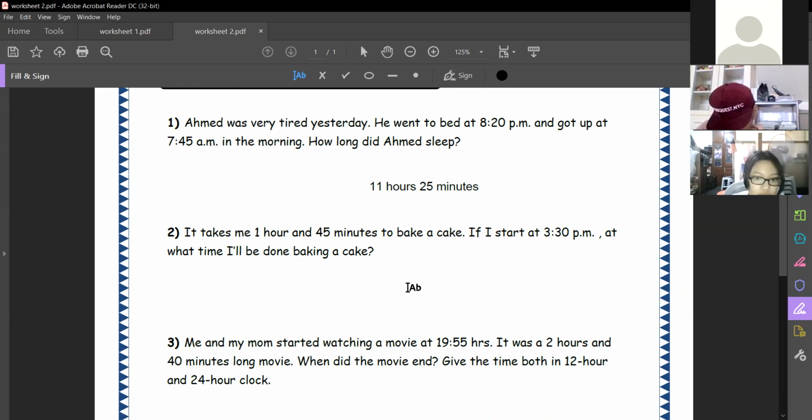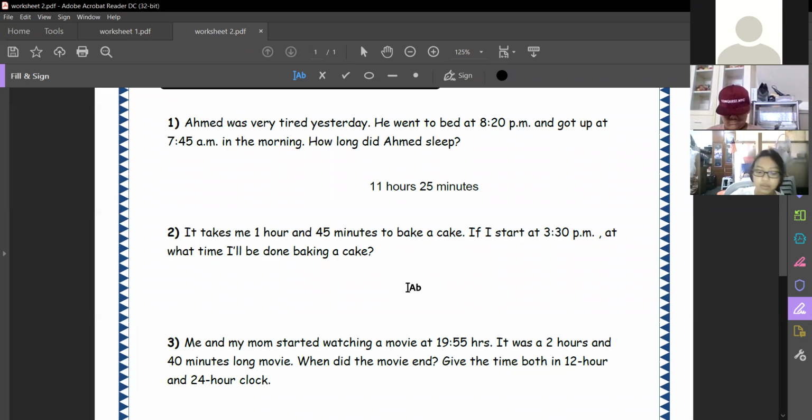It takes me 1 hour and 45 minutes to bake a cake. If I start at 3:30 a.m., what time will I be done baking a cake? How? 3 o'clock 30 plus 1 hour and 45 minutes. That means the time you took for baking a cake is 1 hour 45 minutes.